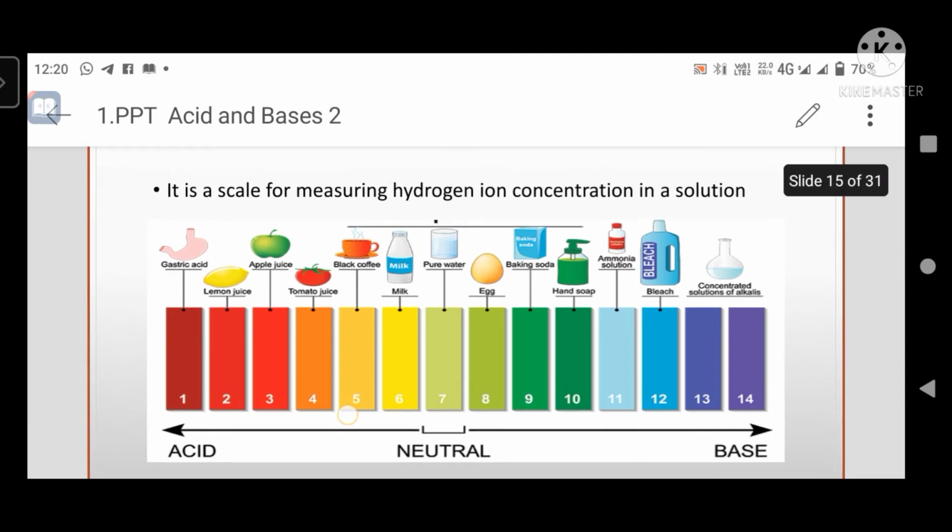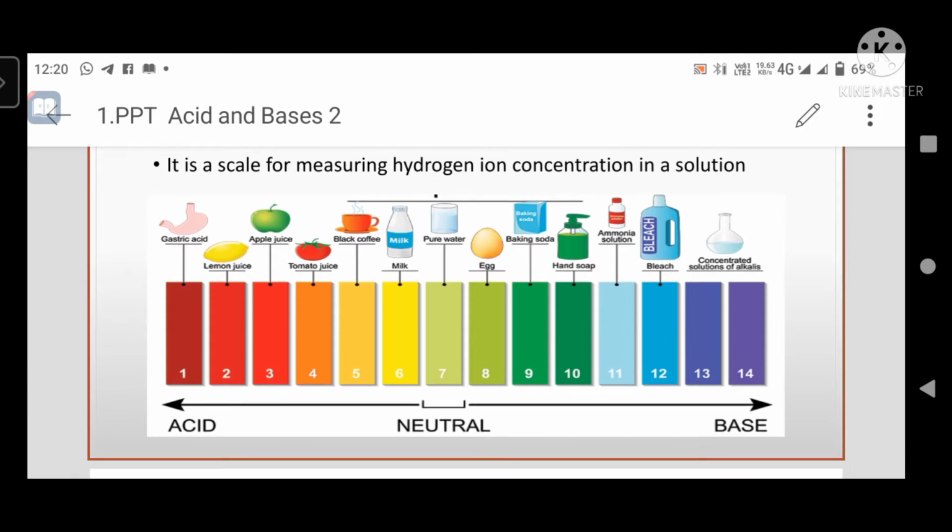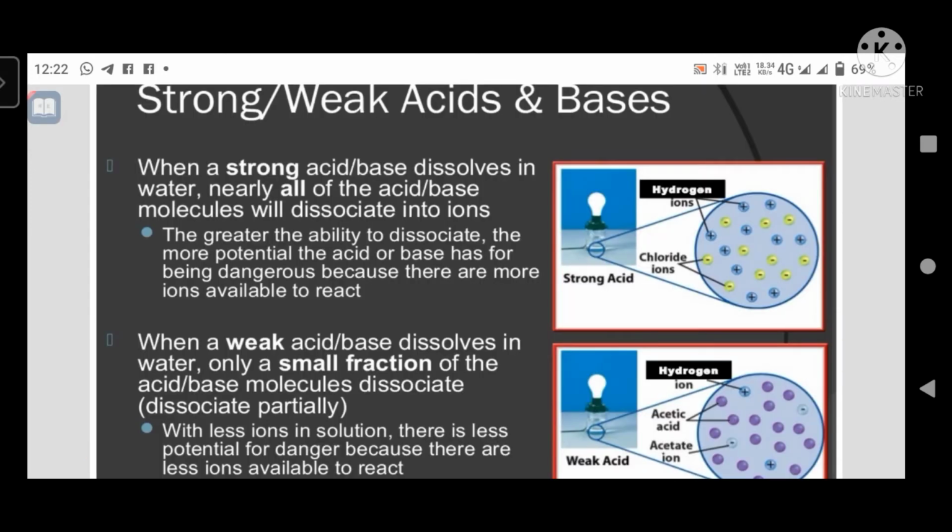Below the 7, all things are acidic, and above the 7 up to 14, all things are basic. On the 7, the things are neutral. Now, strong acid, strong base, weak acid, weak base.